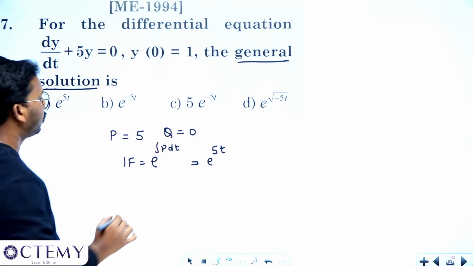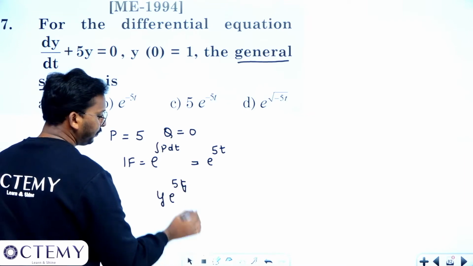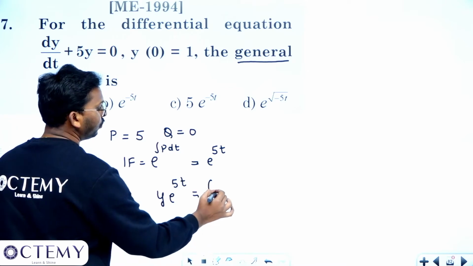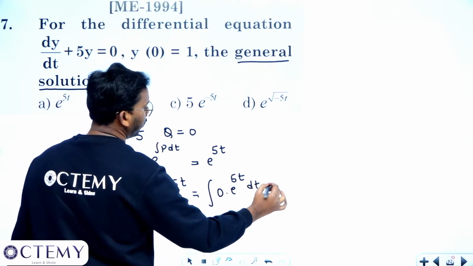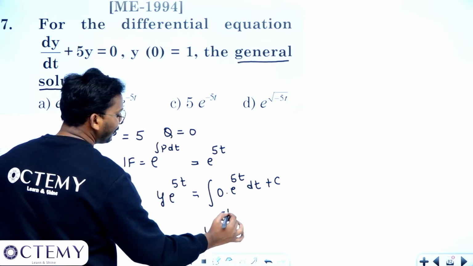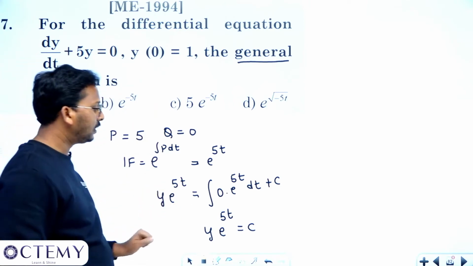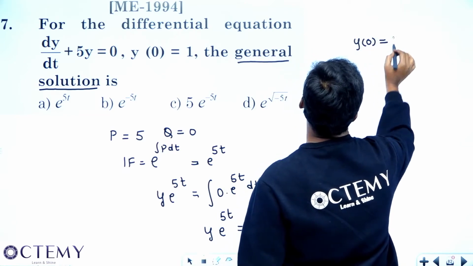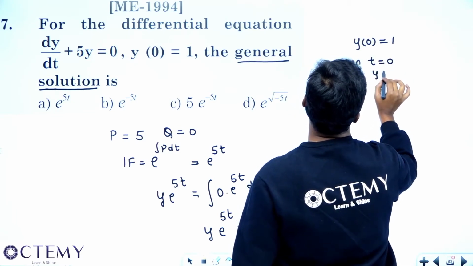What will be the solution, sir? Solution will be y into integrating factor is equal to integral of q, Q is 0, into e power 5t dt plus c. So ultimately y into e power 5t is equal to c is the solution. That means when you put t is equal to 0, you will get it as 1. Therefore, what is the initial condition given to you? y of 0 is equal to 1. What is the meaning of y of 0? Here when t is equal to 0, y will be equal to 1. That is the meaning, sir.